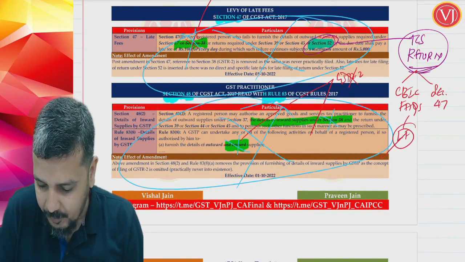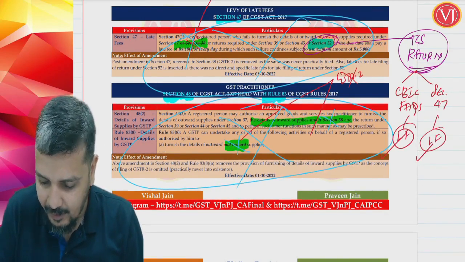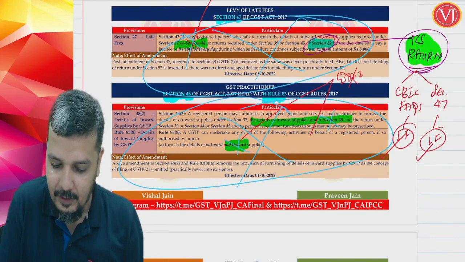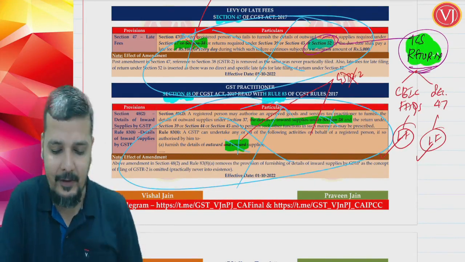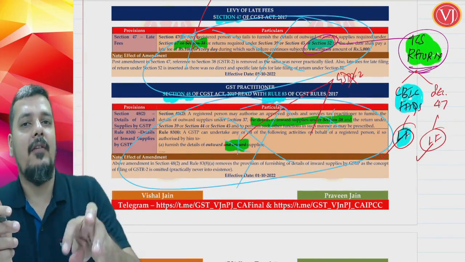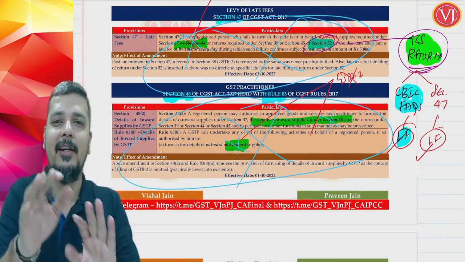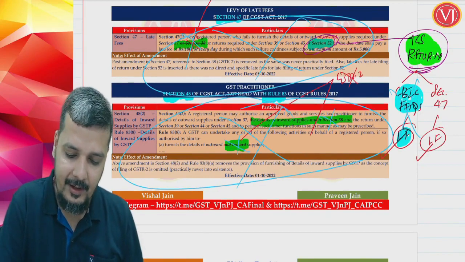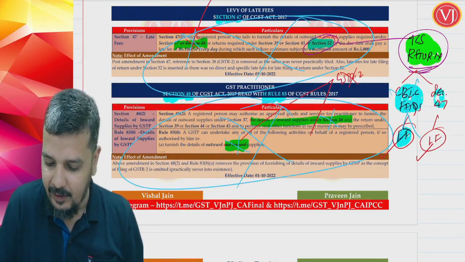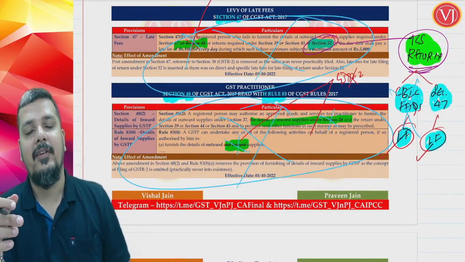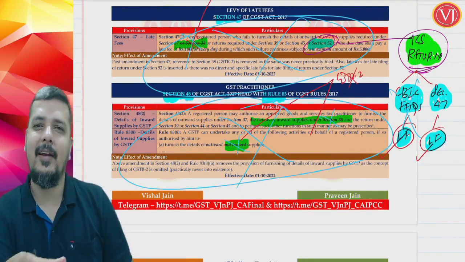Previously also late fees was there. Now also late fees is there. The difference is that previously late fees for TCS return was implied. It was not straightly given. It was implied, and CBIC FAQs was clarifying that. Though Section 47 does not talk about late fees for TCS return, it is implied that it is equally applicable. Now they say, okay, we don't need CBIC FAQs. We will directly mention in Section 47 itself that late fees will be there even for your TCS return, GSTR-8 and GSTR-9B specifically. So again, it is a correction amendment.